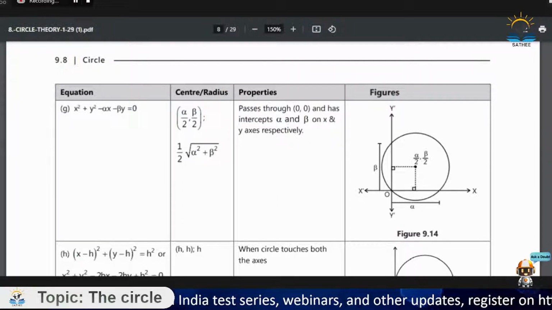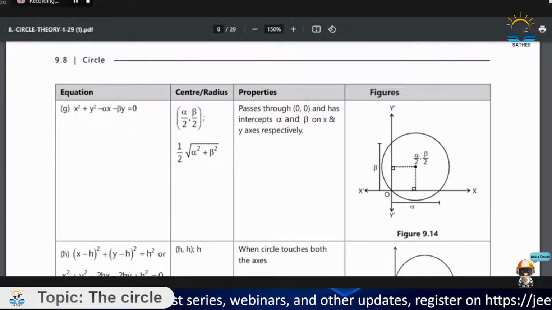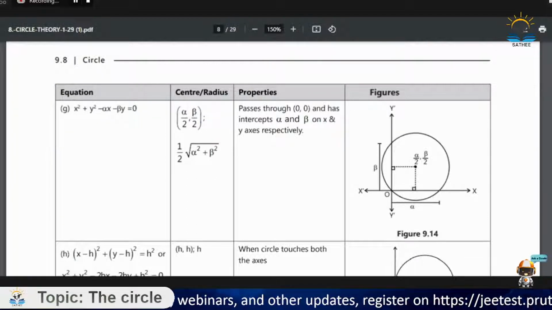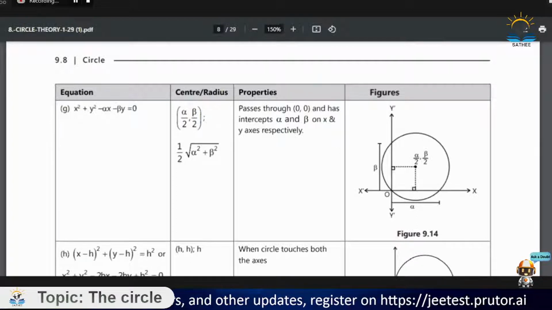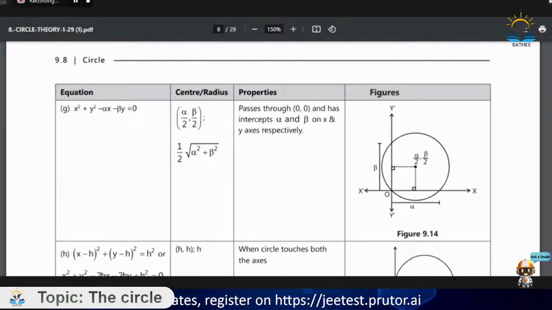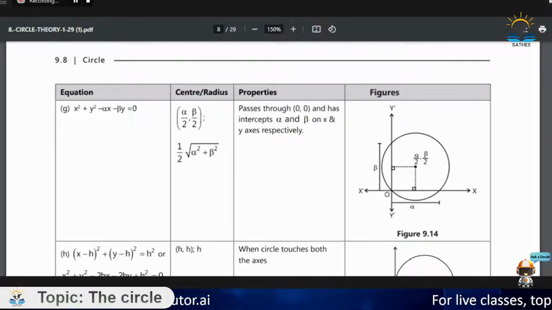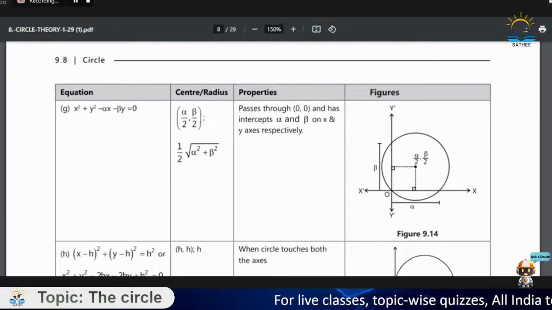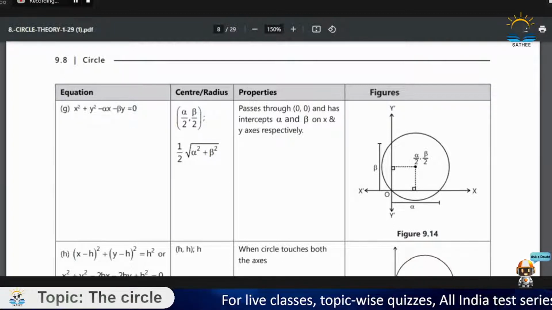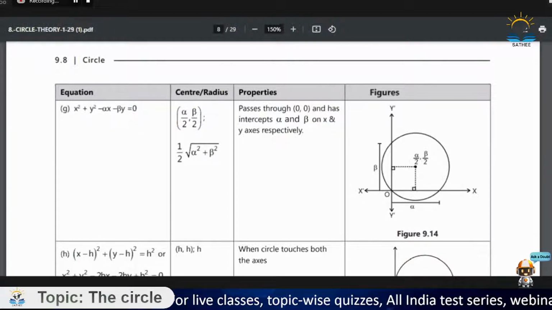Now we have this special case where the center is (alpha by 2, beta by 2) and the radius is 1 by 2 root alpha square plus beta square. The equation of the circle is x square plus y square minus alpha x minus beta y. So from this we can see that 2g is minus alpha, so g is minus alpha by 2, and f is minus beta by 2. So minus f is beta by 2. So center would be (alpha by 2, beta by 2), and radius we can derive from root g square plus f square minus c.